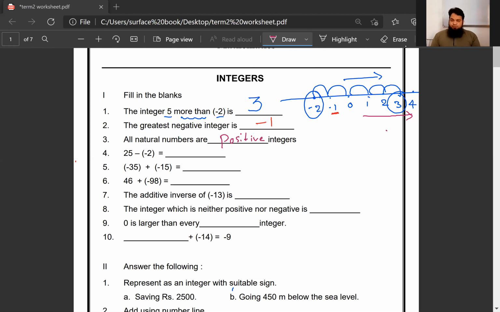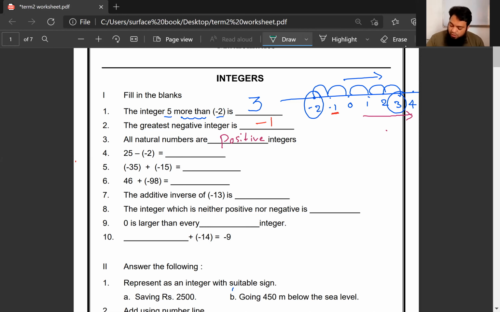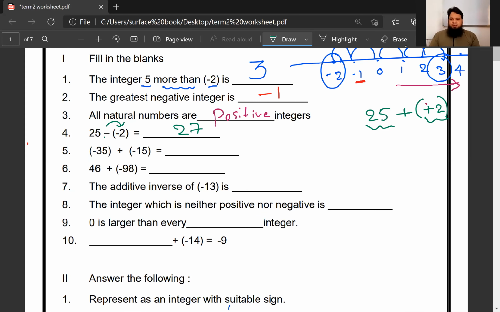Now, as we have studied, 25 minus of minus 2. Here he is subtracting. So what did I tell you? Whenever you see a subtraction sign, you change this to positive, and the next one you make it the inverse of it. So minus 2 becomes plus 2. So you are adding two positive integers. 25 plus 2 is 27. So the answer will be plus 27. I hope you got it. Is it right? Now, what is the next problem?